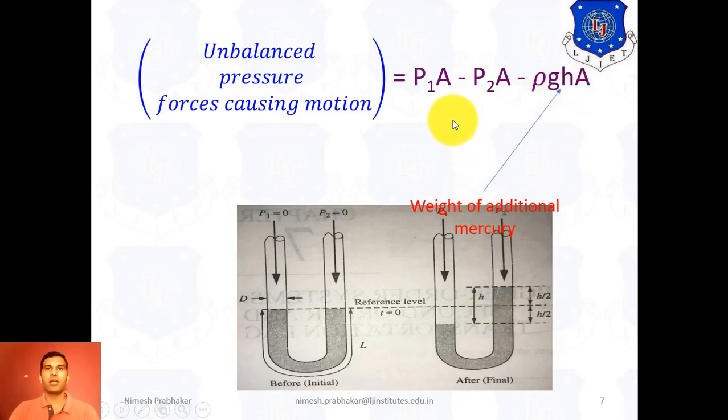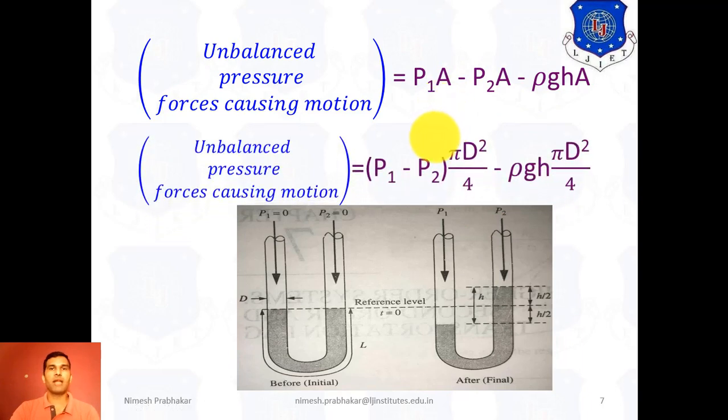Now here A is common, and the area is A equal to pi d square by 4. So we can write P1 minus P2 minus rho g h, multiplied by A, where A is equal to pi d square by 4. So we get the unbalanced pressure force causing motion.